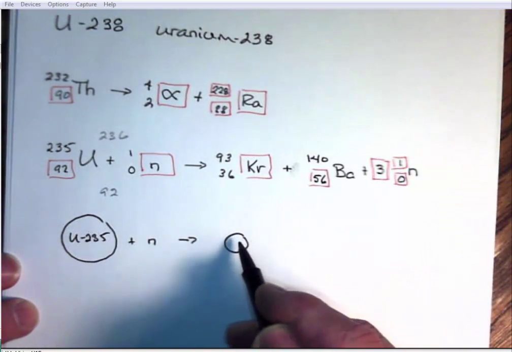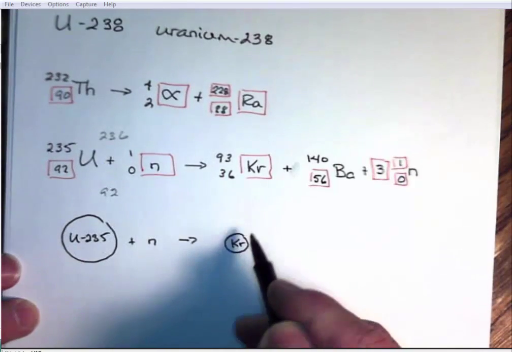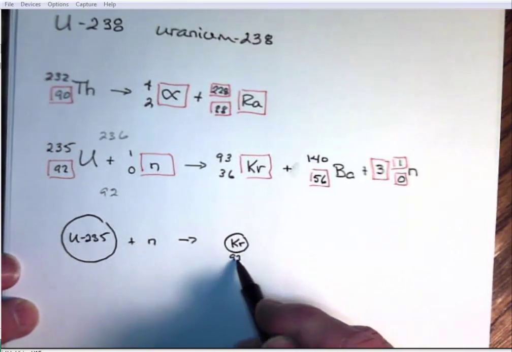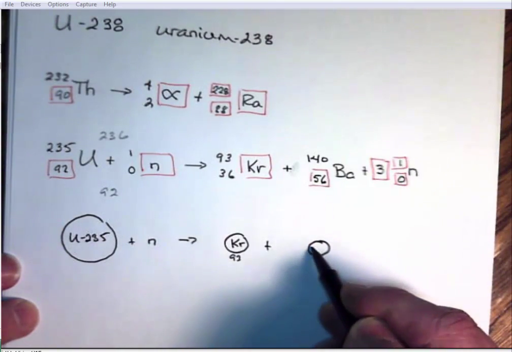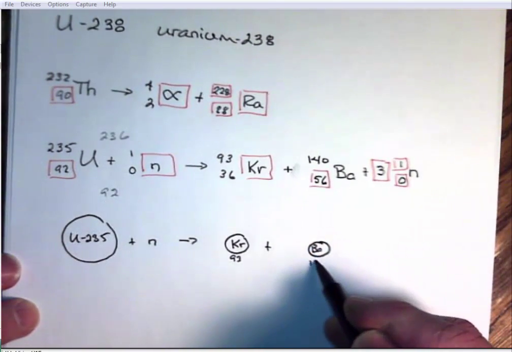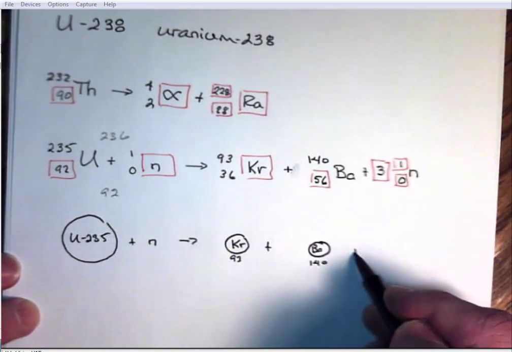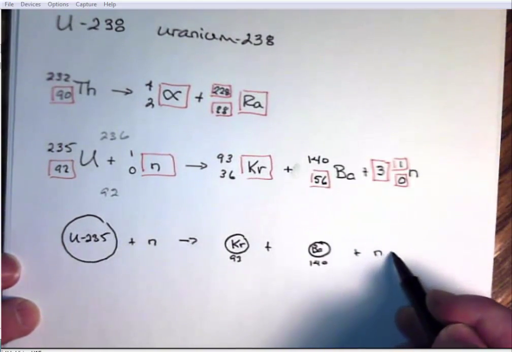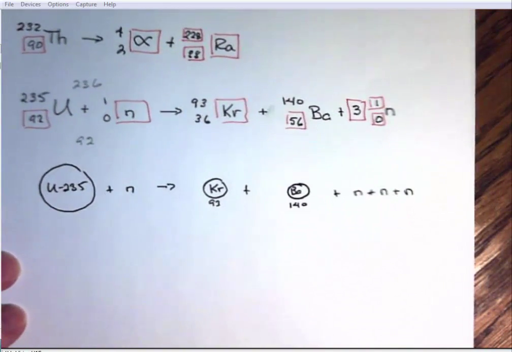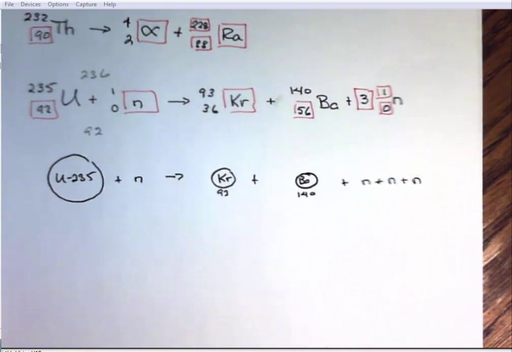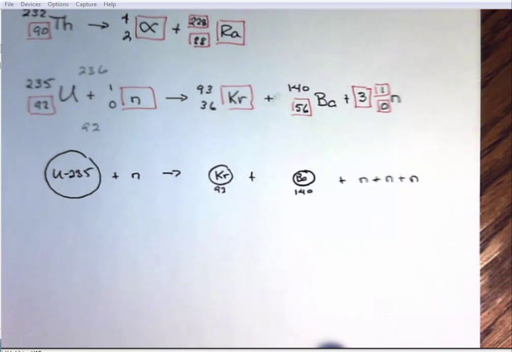So we got krypton, and I just don't have room to put the 93 in there, so I'm going to put it down in the bottom. And we got barium, a little bit bigger than krypton, but I didn't make it much bigger, 140. And we got 3 neutrons. Okay? This is the basis behind the idea of fission, but it's also where we get a chain reaction.